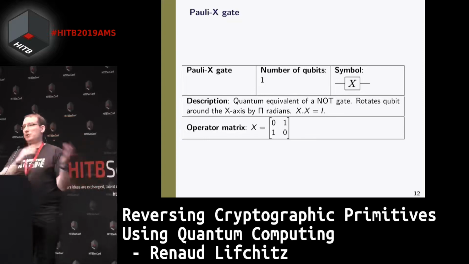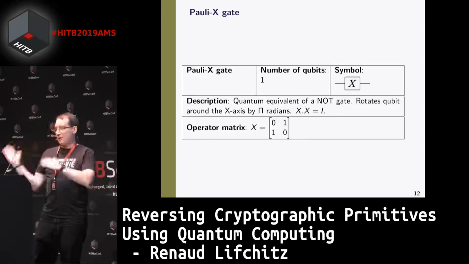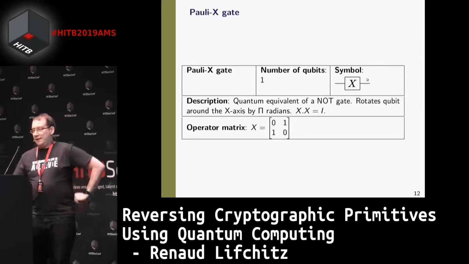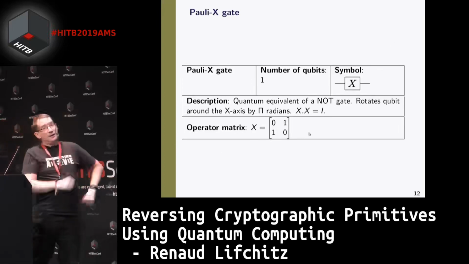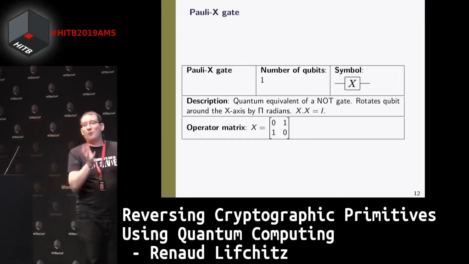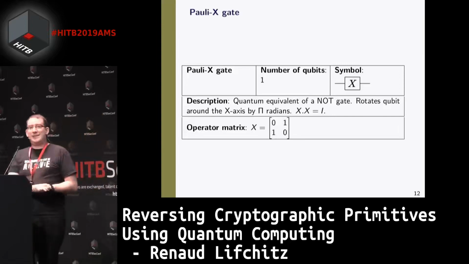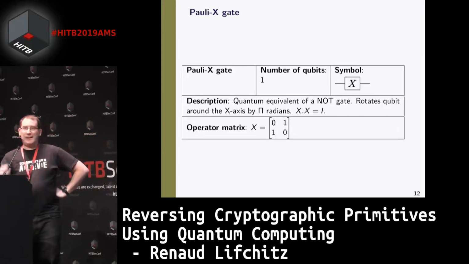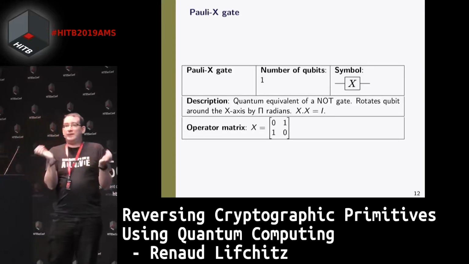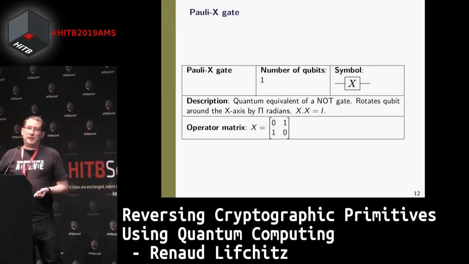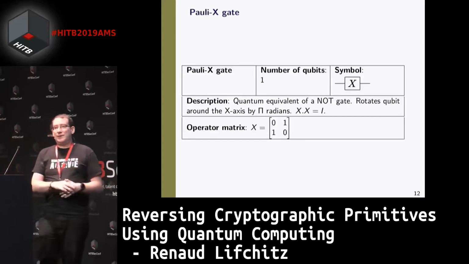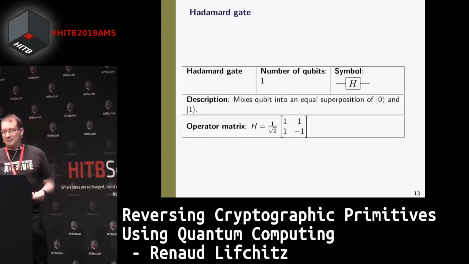When you input 0, you get 1. When you input 1, you get 0. It's completely similar to the NOT gate. And it has a matrix, you see, that is the identity matrix rotated at 90 degrees, sorry. And if you apply the Pauli-X gate two times, of course, you come back to the initial point, so it gets cancelled, and you have the identity gate, which does nothing, right?